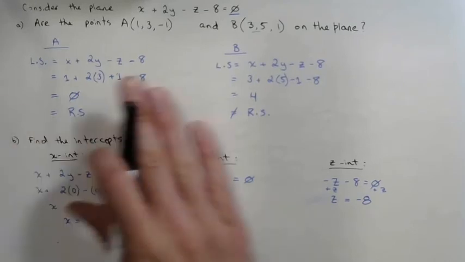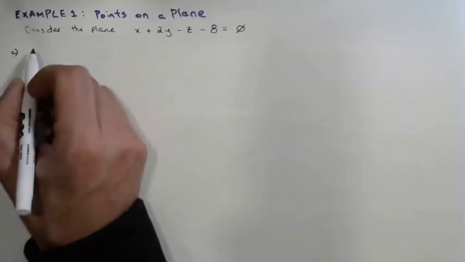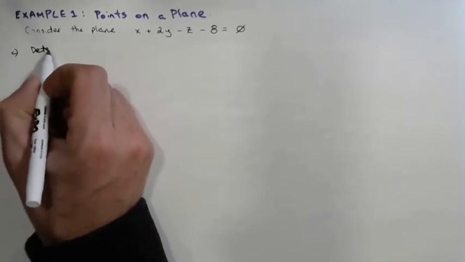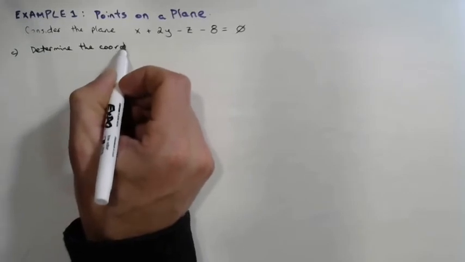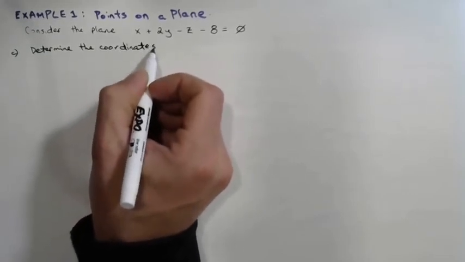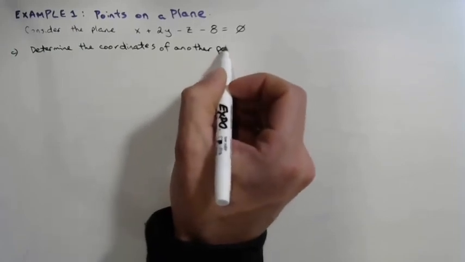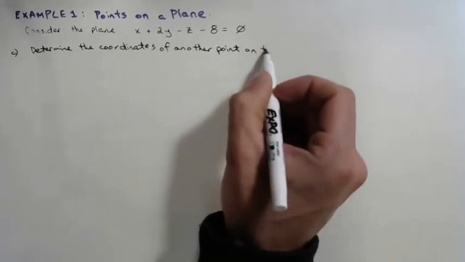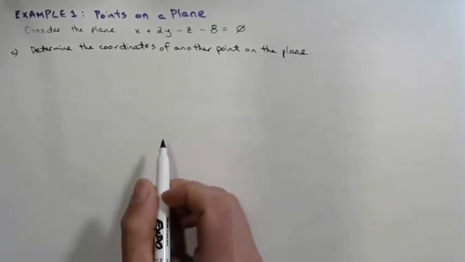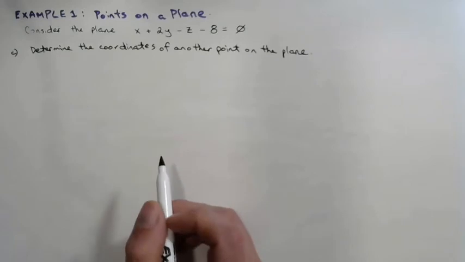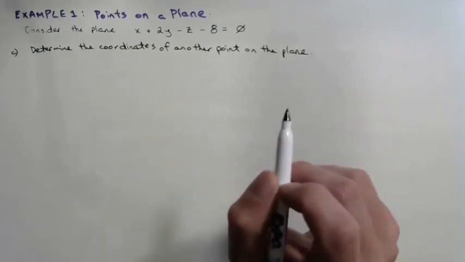I'm going to clear this and we'll head on to part C. In C, we're asked to determine the coordinates of another point on the plane. Okay, we've defined a few of the points on the plane. We found A was on the plane. We also found the X, Y, and Z intercepts. Those are 3 other points that are on the plane.